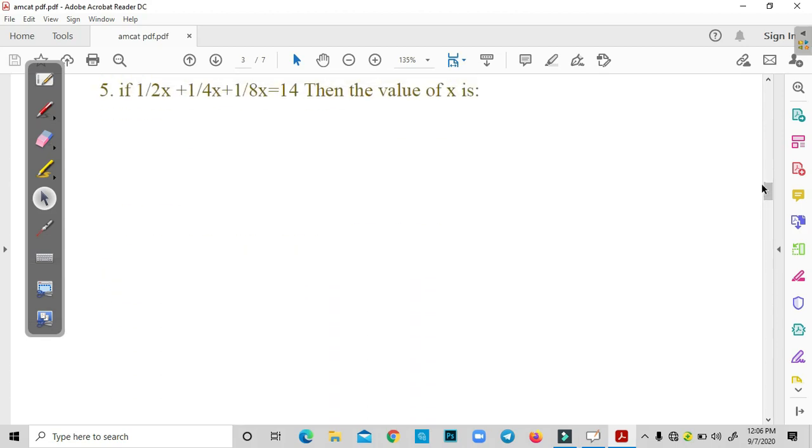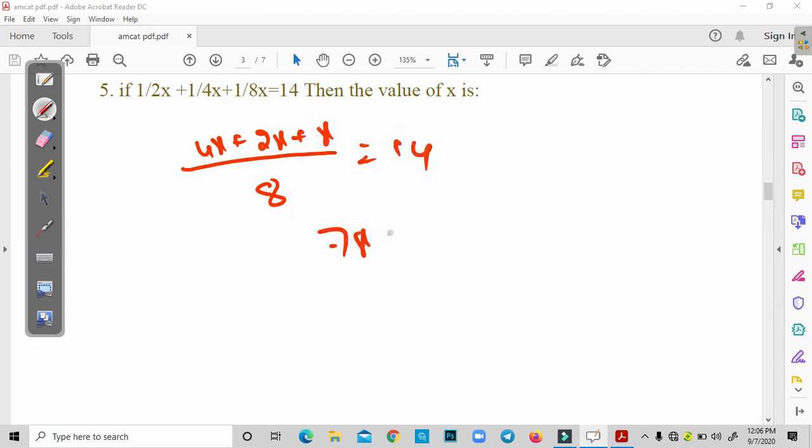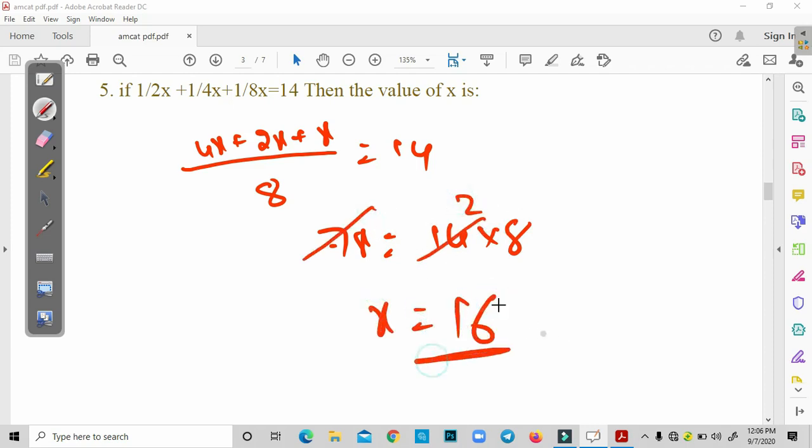Now, if half of x plus 1 by 4 x plus 1 by 8 is 14, then find the value of x. It's very simple. Simply take the LCM. What is the LCM here? 8. Here 4 times, here 2 times, and here 1 time, which is equal to 14. 7x equal to 14 into 8, 7 here 2 times, so x equal to 16. Straightforward answer.